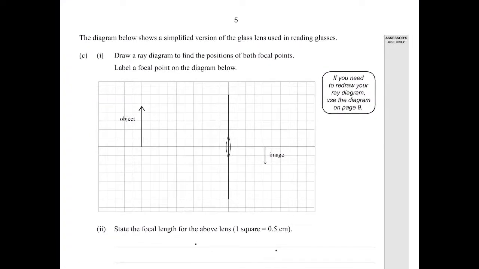Alright, this diagram below shows a simplified version of the glass lens used in the reading glasses. Draw a ray diagram to find the positions of both focal points. Label a focal point on the diagram below.